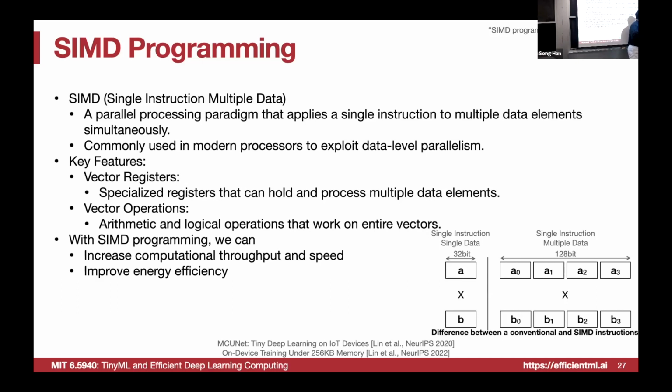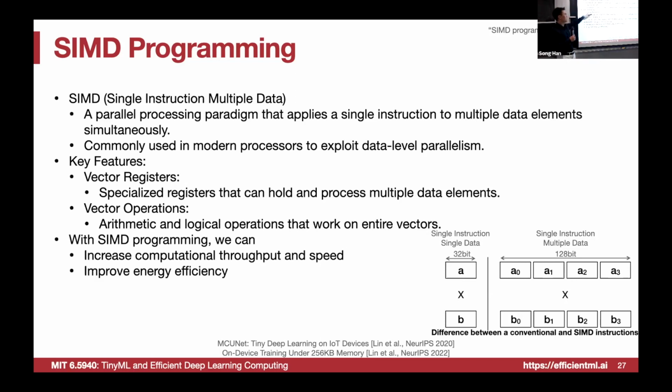And we are doing the multiplication for 4 numbers, A0 times B0, A1 times B1, etc., and we store them into C0, C1, C2, C3. That's the difference between conventional single instruction, single data versus single instruction, multiple data. This is very common in modern processors. Even microcontrollers offer such a feature. For example, maybe not 4, but 2 elements can be done in parallel at the same time using one single instruction.